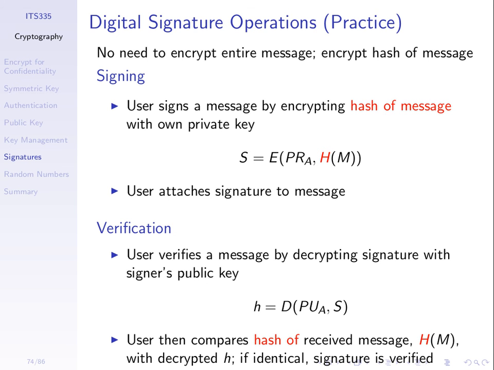And the other side decrypts the signature using the public key of the sender. The signature is decrypted with the public key of A. They get some value as output, and they compare that to the hash of the message received. And if they match, the signature is verified. If they don't match, verification fails.